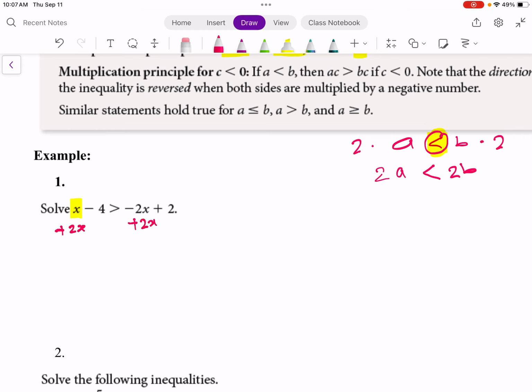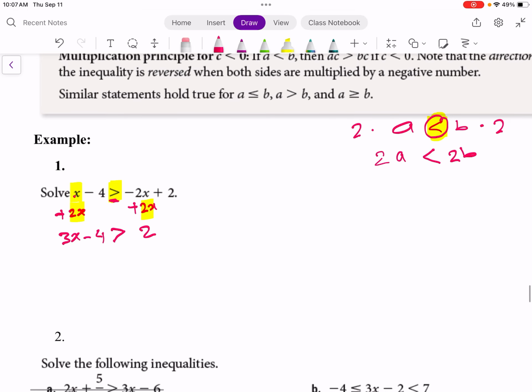Now here we are adding the same number on both sides. And if we add the same number on both sides, this inequality sign remains the same. Okay, so x plus 2x, we have 3x minus 4. This inequality remains the same, greater than, this is 0 plus 2. Okay, we are trying to make x by itself. Now x has negative 4, so let's get rid of negative 4 by adding 4 on both sides.